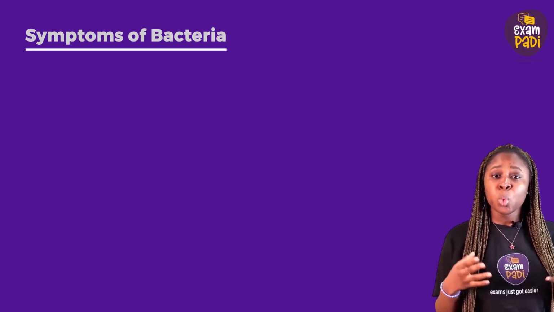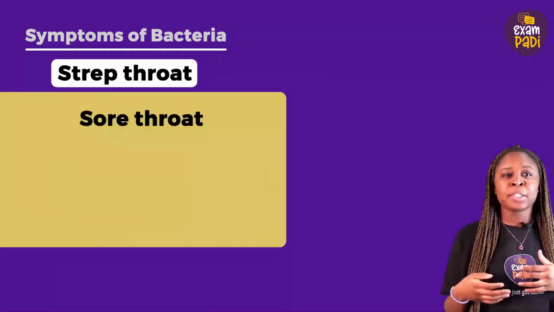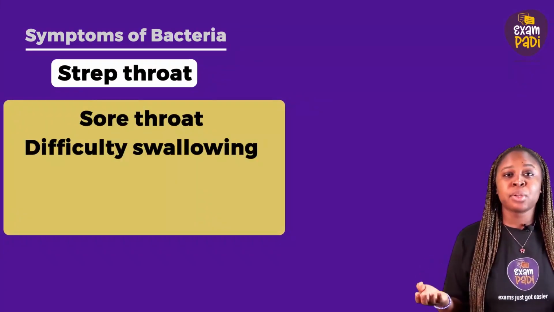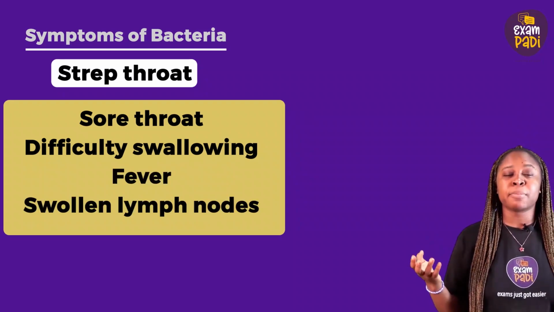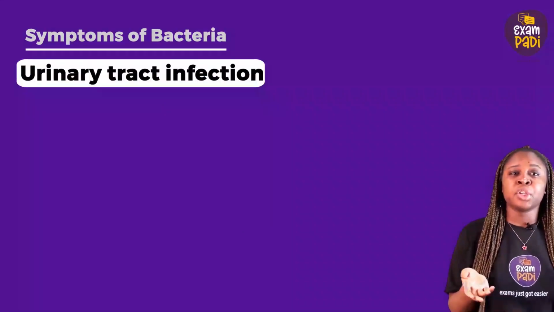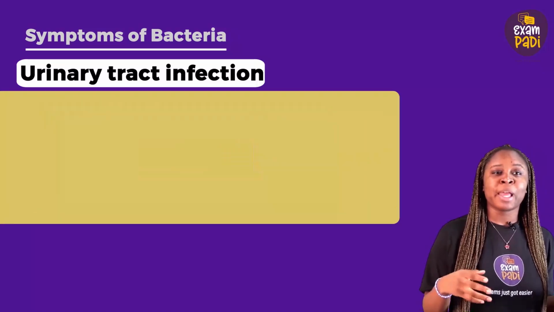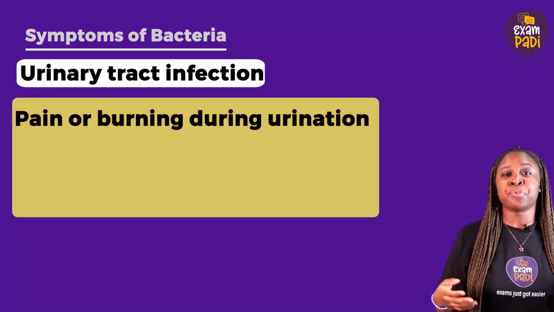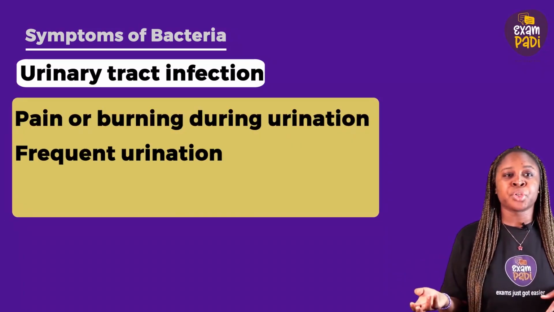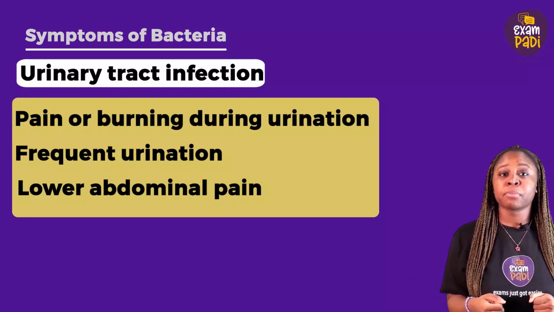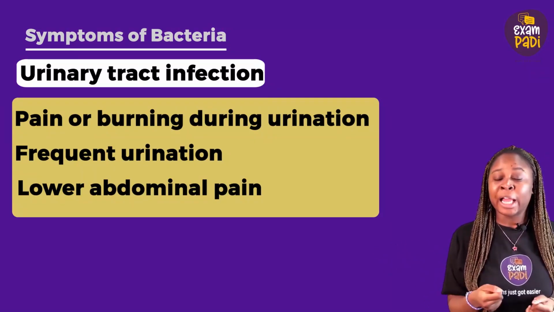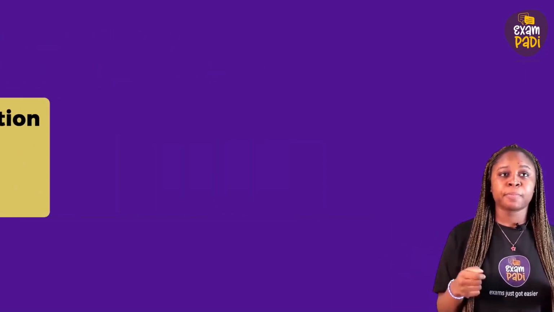For example, with a strep throat, you may experience a sore throat, difficulty swallowing, fever, and a swollen lymph node. If you get a urinary tract infection, you may experience pain or burning during urination, frequent urination, and lower abdominal pain. These all feel terrible and can make you feel very, very sick.